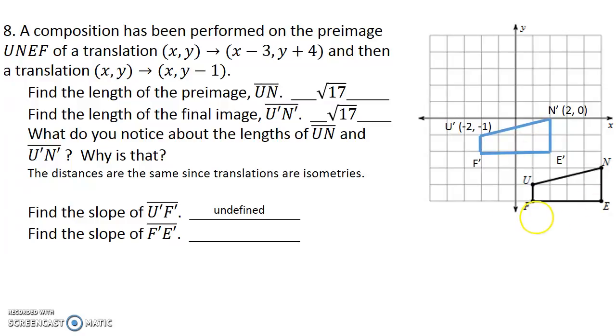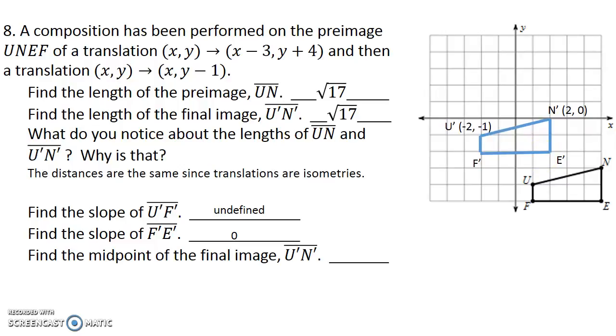Next, I want the slope of f prime e prime. Well, that's a horizontal line. So you could count, this one is rising nothing, 0, but it's running 4. If you do 0 divided by 4, that's going to be a slope of just 0. Horizontal lines always have a slope of 0.